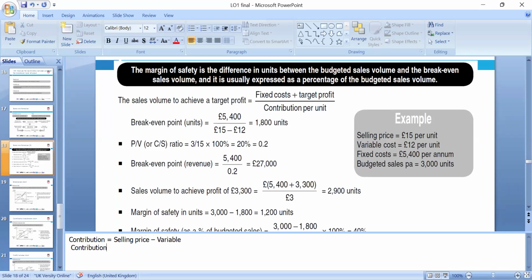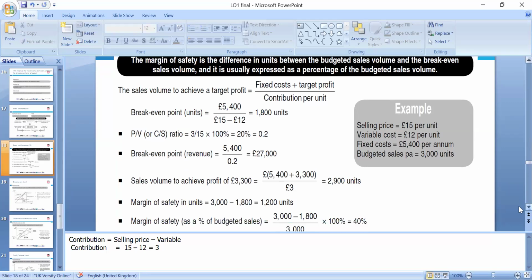So how much is the selling price in the question? For example, £15 per unit. And how much variable cost? £12. So how much is my contribution? £3. So I generate £3 for every unit when I sell it. If I ask how much is the fixed cost? 5,400. Okay, let's see. I want to know how many units I must sell to be at break even point.